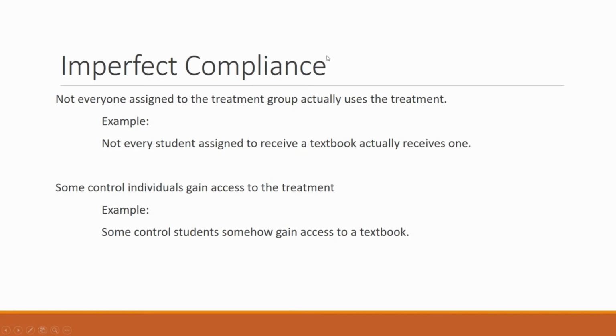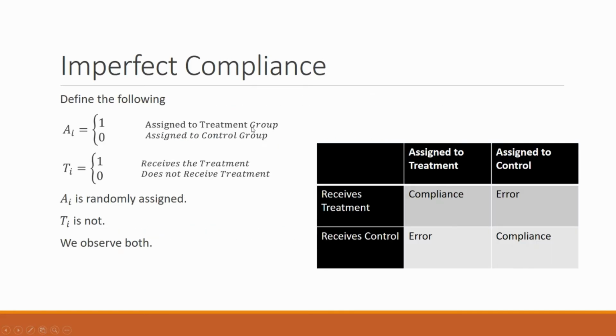Okay, so let's go into detail. Let's define two variables: a variable a and a variable t. The variable a will equal 1 if an individual is assigned to the treatment group, which means they're assigned to receive the treatment, and a will equal 0 if they are assigned to the control group.